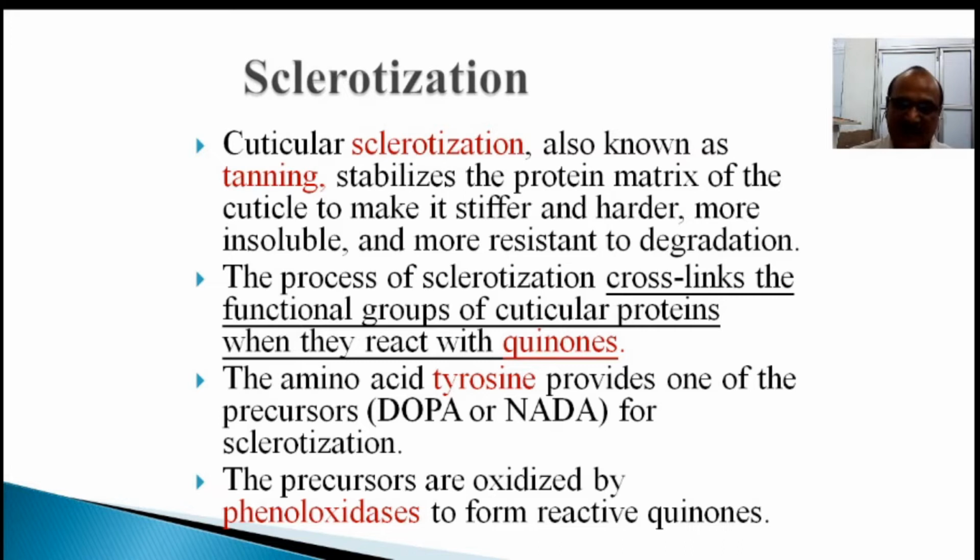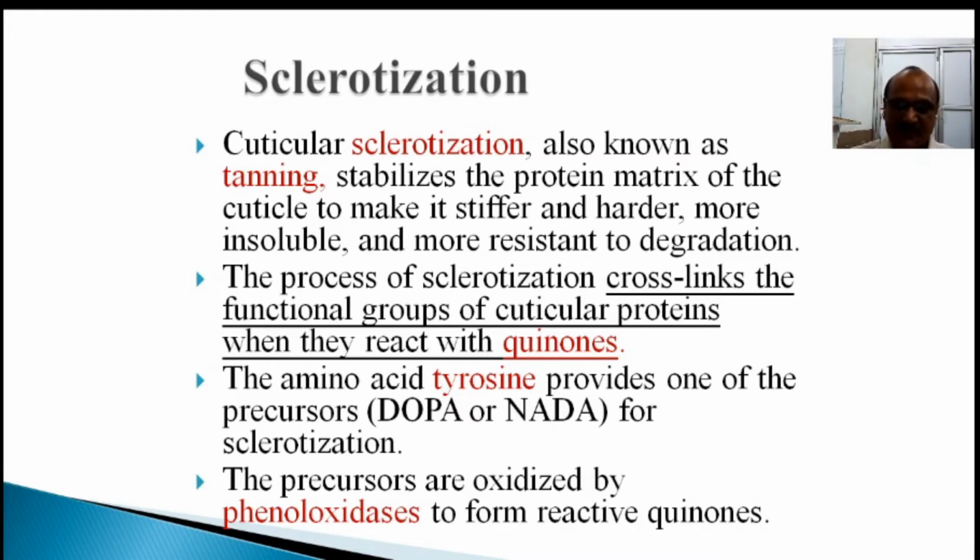In the process of skeletization, functional groups of cuticular proteins react with the quinones. During skeletization, epidermal cells secrete tanning agents into the cuticle, where they are transformed into more reactive compounds and are able to link the proteins. The amino acid tyrosine provides one of the precursors for skeletization.